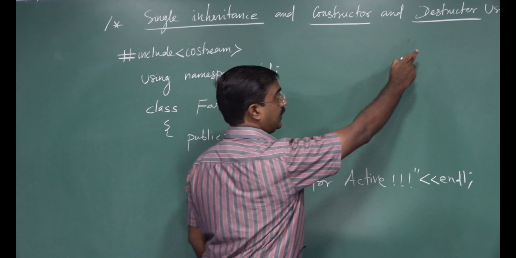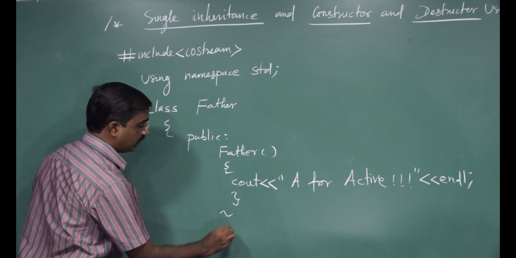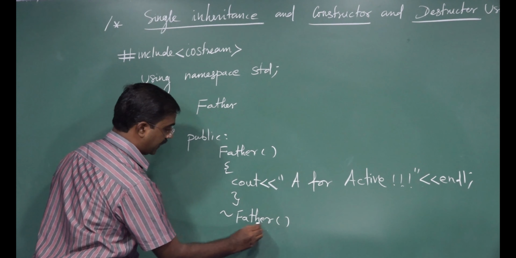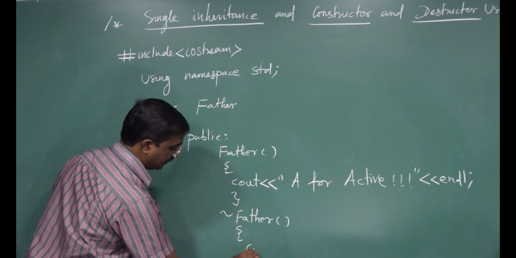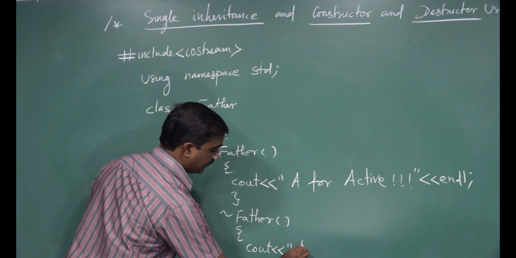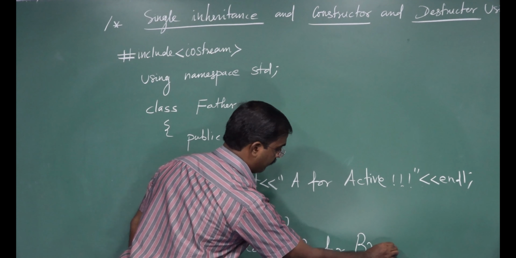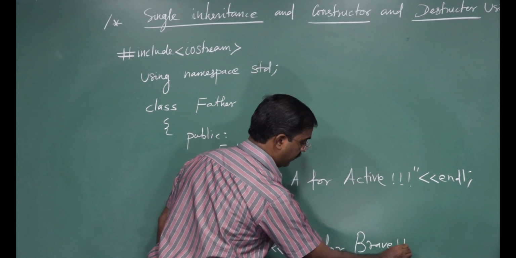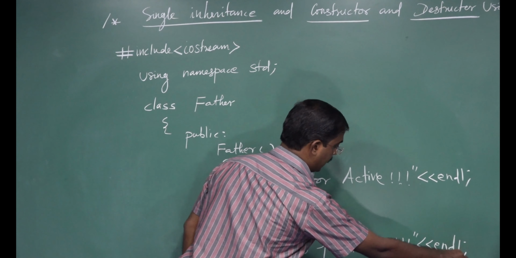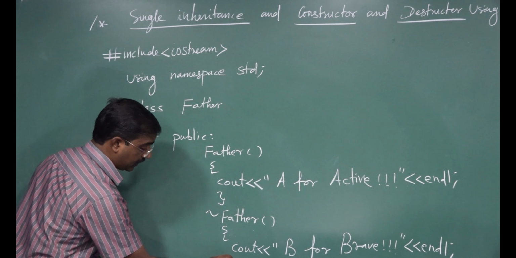But again, we want to see the destructor. The constructor and destructor name is the same, that's why we introduce the tilde symbol for the open and close. Here also cout. Here B for brave. The statement B for brave should be terminated by endl. The open brace should be closed by a close brace.